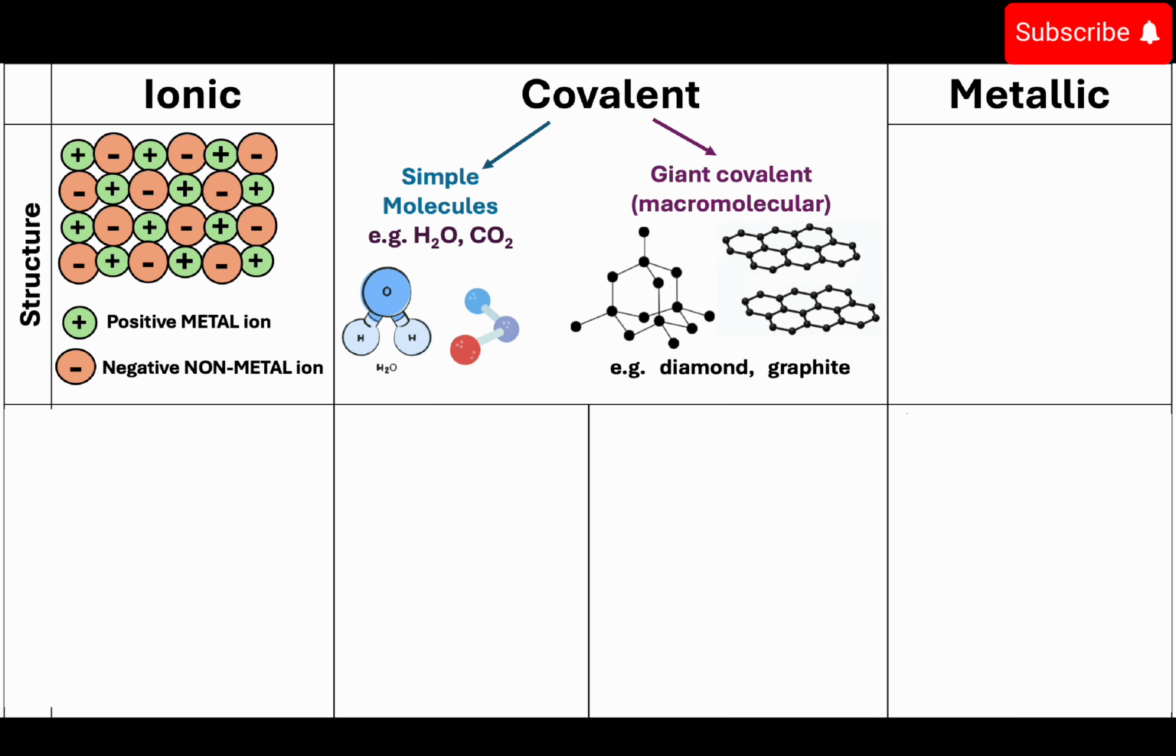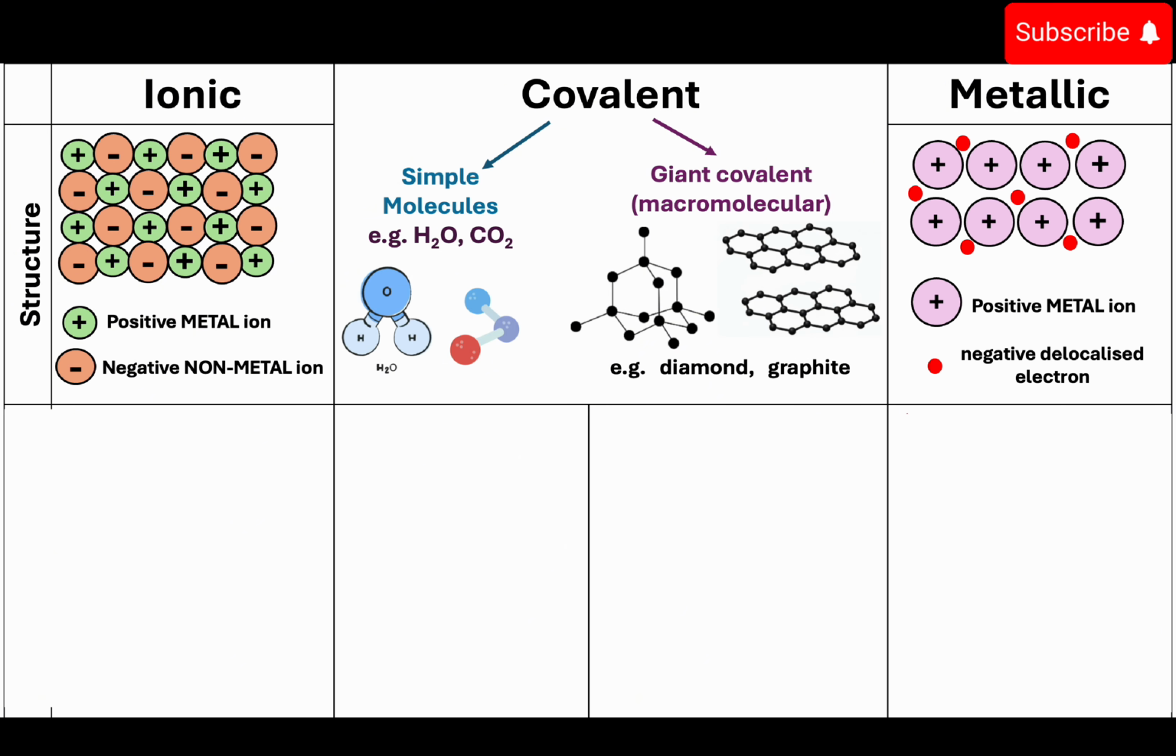And the other type is giant covalent structures, also known as macromolecular. So look at the word macro, meaning the opposite of micro. So these are giant, meaning they're made up of millions and millions of atoms. Examples are diamond and graphite. There's also silicon dioxide, but I've just left diamond and graphite over here for now.